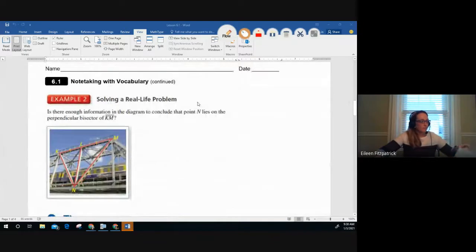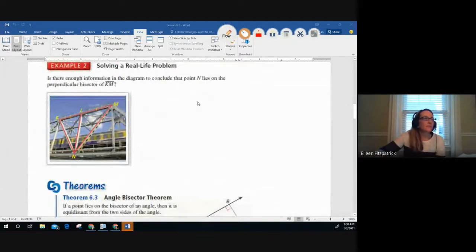All right. The next problem says, is there enough information in the diagram to conclude that point N lies on the perpendicular bisector of KM? All right, so let's look at the diagram. Here I see that I have point N. What is it asking again? Is point N on the perpendicular bisector? I see that point N is here, and L there. And I see that NL bisects KM, because of the tick marks here.